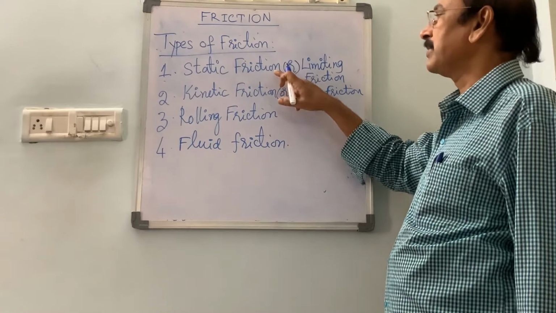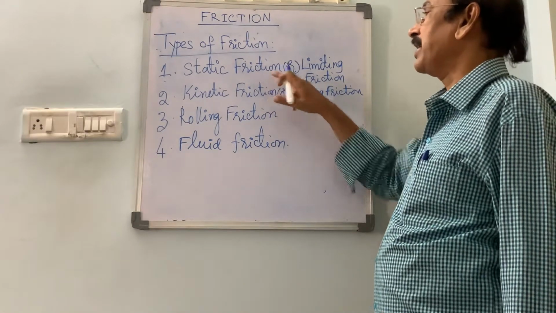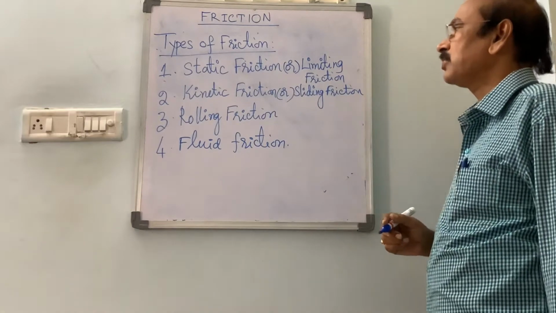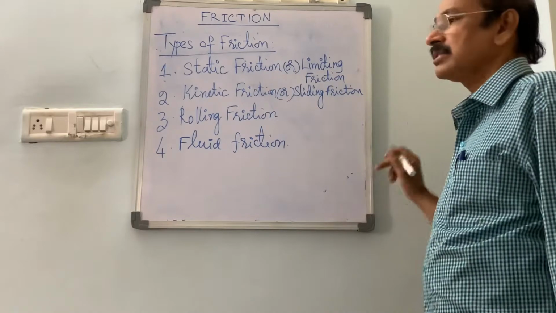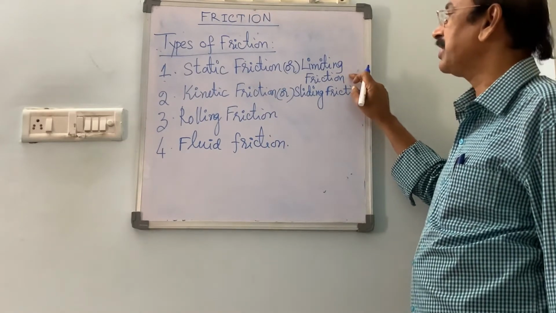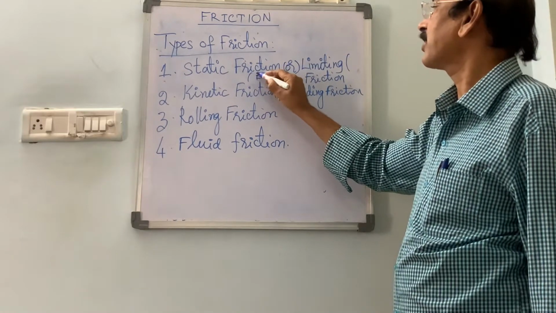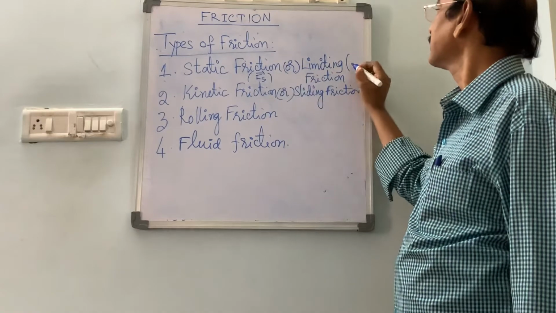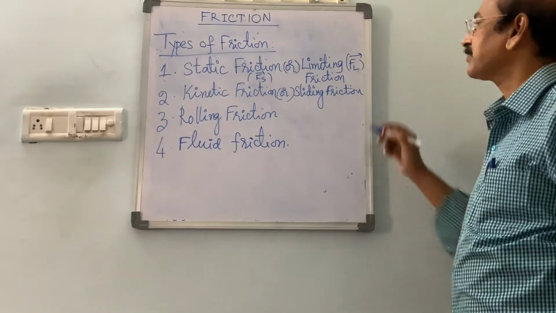When two bodies are in contact, when one body rests on the surface of another body, then there exists a force which comes into play, which opposes the relative motion between the two bodies in contact, known as static friction. The maximum value of static friction is known as limiting friction. It is denoted by F bar, sometimes Fs or Fl.